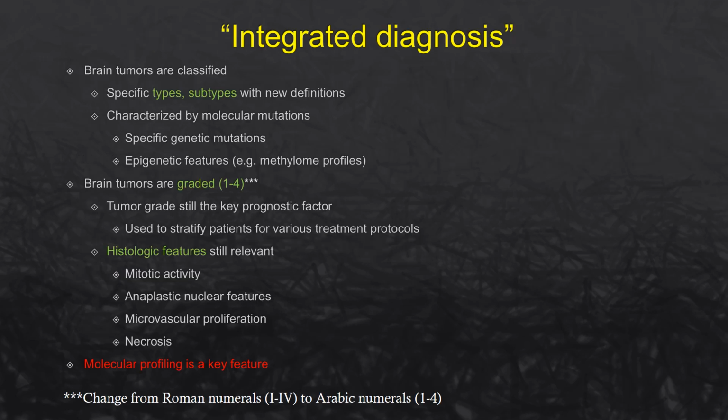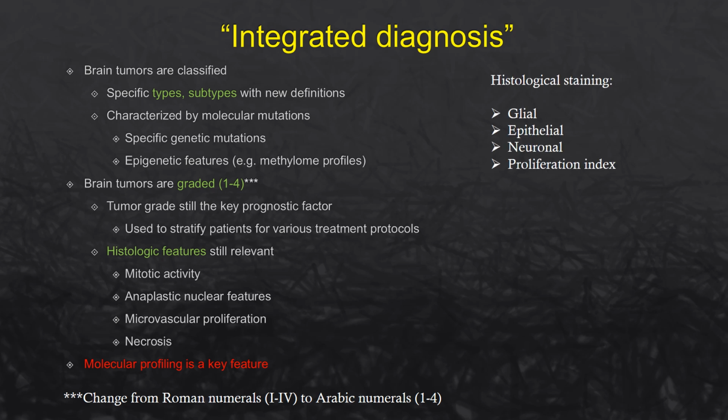So what does this mean? This means that brain tumors are now classified into specific types and subtypes. They are graded from grades 1 to 4, like we always used to do. Histological features are still relevant, which includes mitotic activity, anaplastic nuclear features, microvascular proliferation, necrosis, and then you have molecular profiling, which is now a key feature.